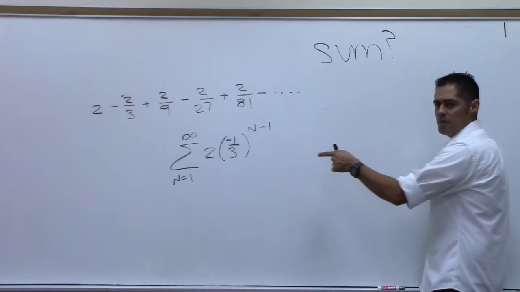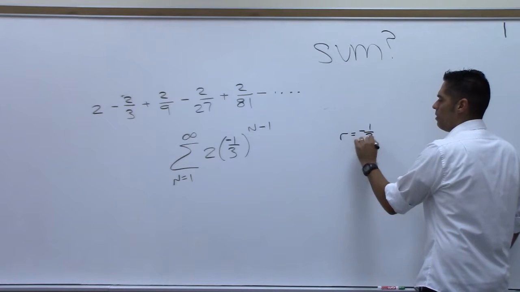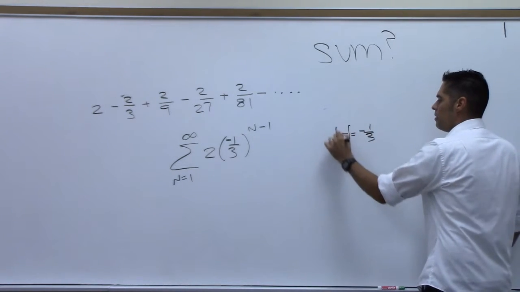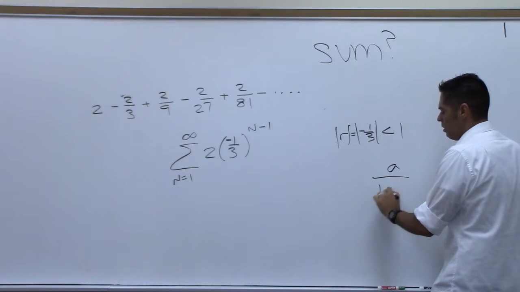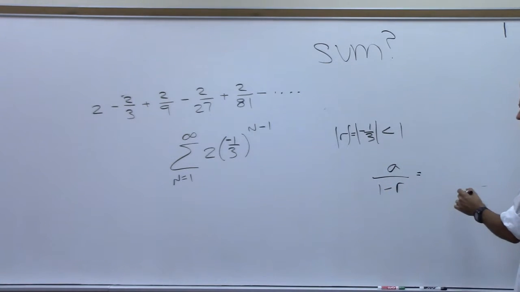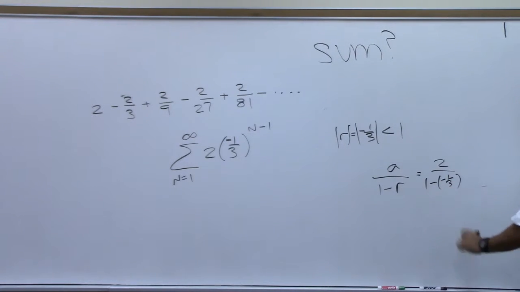So this is what type of series? Geometric. R is -1/3. The absolute value of that is less than 1, so it converges. It converges to a over 1 minus r. And a is 2, and r is -1/3. So this is 2 over 1 plus a third. Got it? Finish it. That's the type of thing.